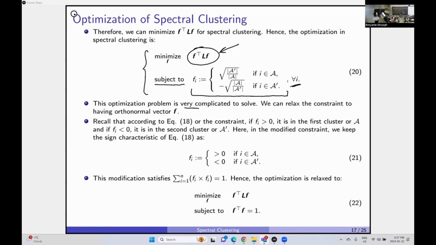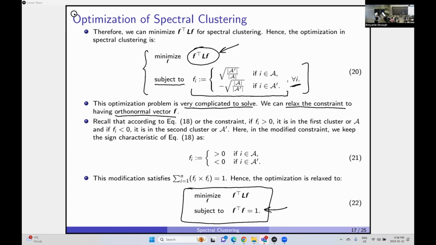This is a very complicated problem to solve. It's very hard, especially because of the constraint. So what do we do? We can relax the constraint to have an orthonormal vector f. We say, let's relax this and we assume that the vector F is orthonormal. So I change the constraint to be F transpose F equals 1. Its length is 1, right?